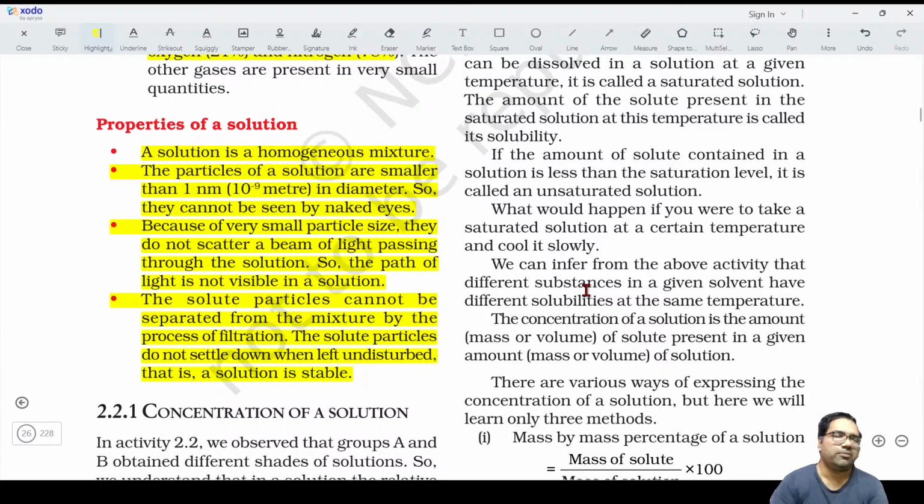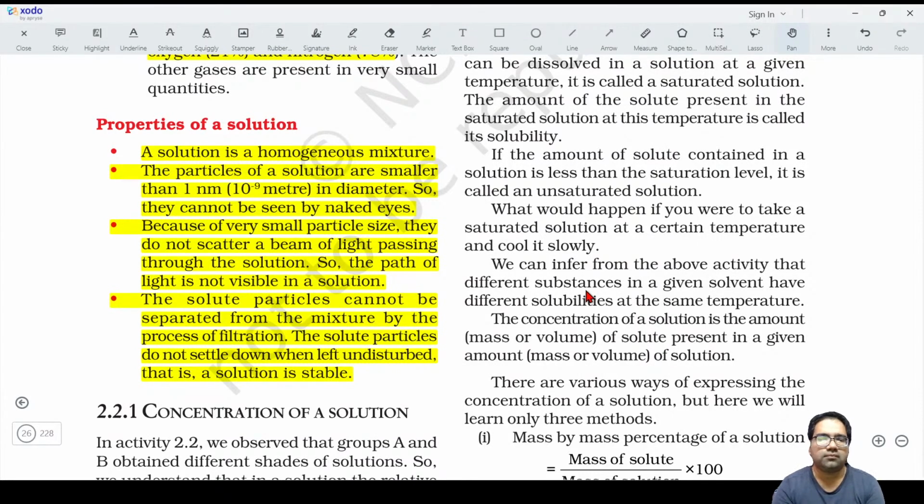Okay, a solution is a homogeneous mixture. The particles of a solution are smaller than 1 nanometer in diameter, so they cannot be seen by naked eyes. Because of very small particle size, they do not scatter a beam of light passing through the solution. So the path of light is not visible in a solution.